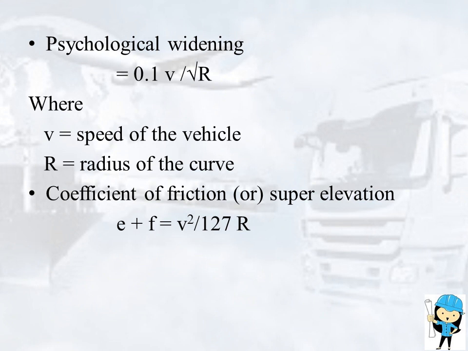Coefficient of friction or super elevation. E plus F is equal to V square divided by 127R, where E is super elevation, F is the coefficient of friction, and R is the radius of the curve.